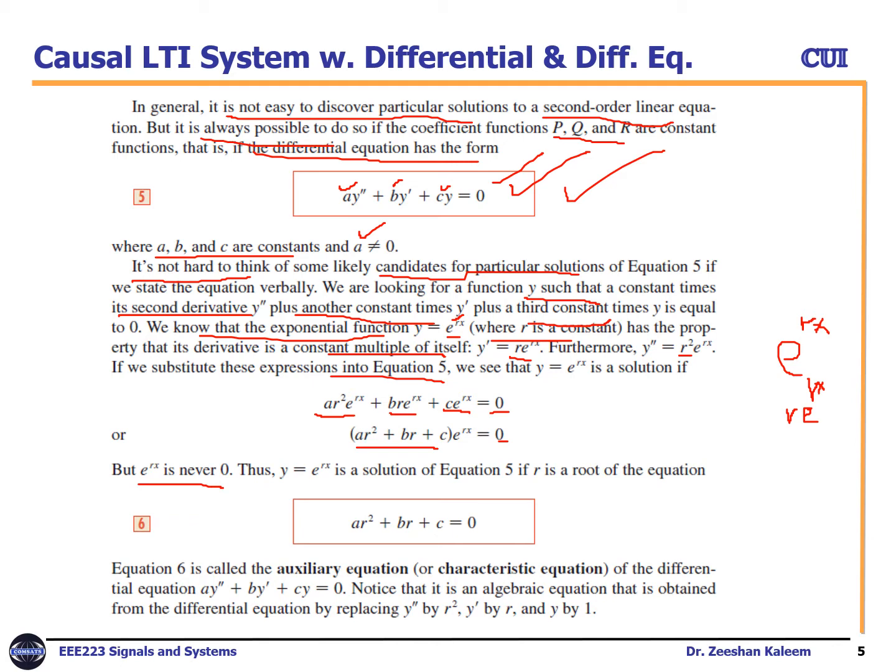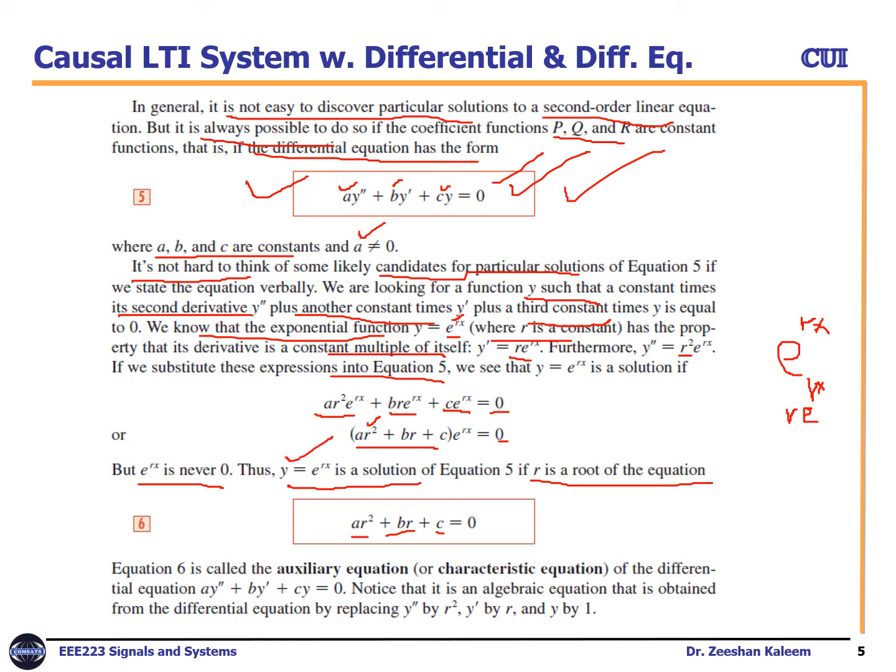Because we have to find the solution, e^(rx) is never 0. So thus y equals e^(rx) is a solution of equation 5. So we can say that for this second order homogeneous linear differential equation, the solution is e^(rx), where r is the root of the equation. So we can write ar² + br + c = 0, whereas y equals e^(rx).